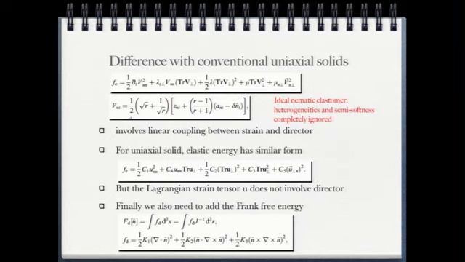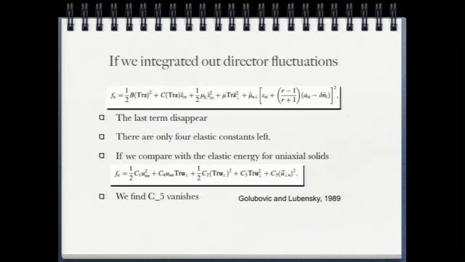So now this is similar to a conventional uniaxial solid. In a uniaxial solid, the elastic free energy also has 5 elastic constants. But of course, the strains only involve elastic deformations, but not rotation of directors. There are no mobile directors in a uniaxial solid. And to get the full free energy, of course, we still have to add the Frank free energy, which penalizes the deformation of directors.